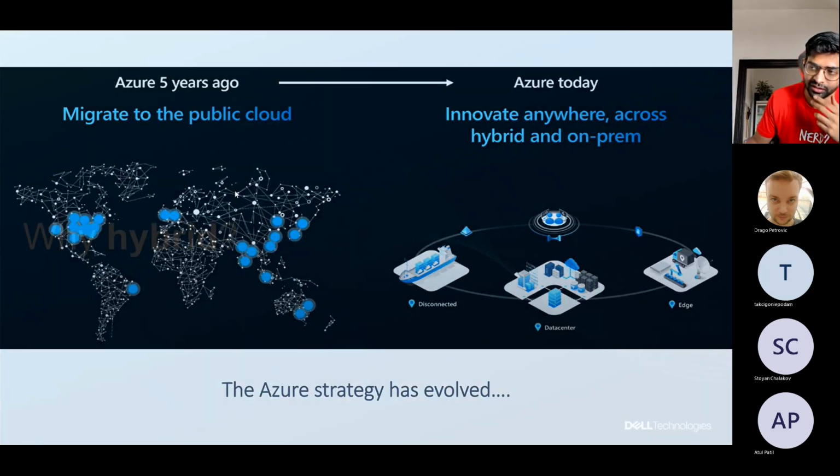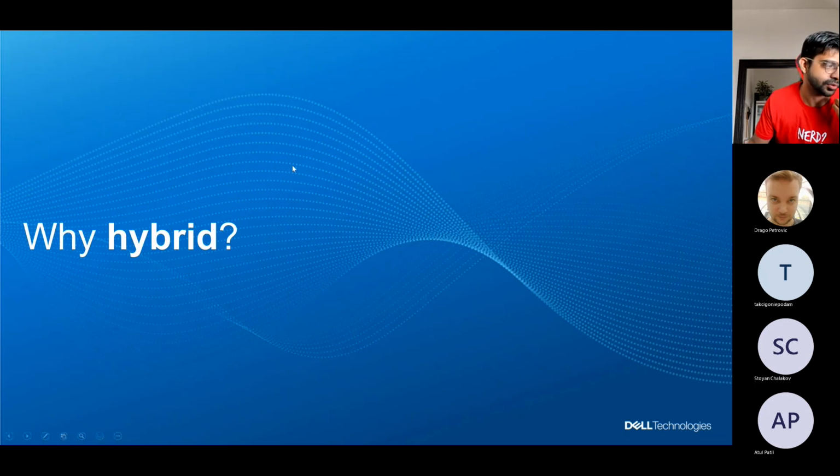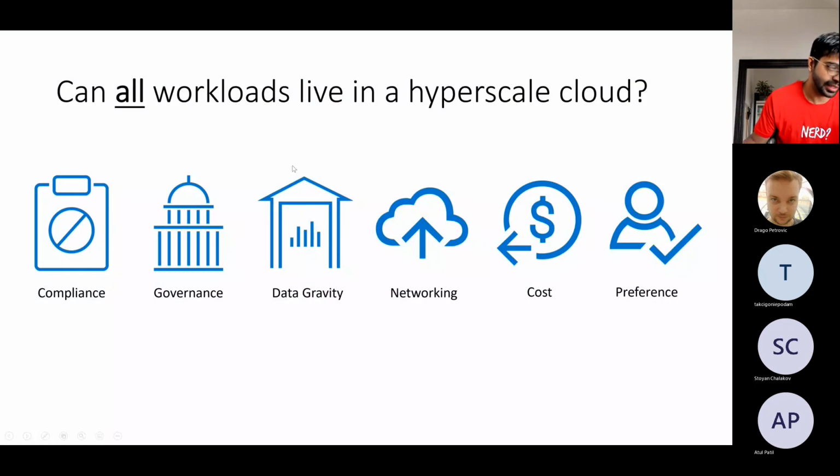That is how the strategy has evolved, basically. So why should we care about hybrid at all? Like I just said, can all workloads live in the hyperscale cloud? The answer is no. It could be because of a variety of reasons. It could just be because of compliance, that you need to have your workload sitting close to your source data. Or the most common use case we see is governments, right?